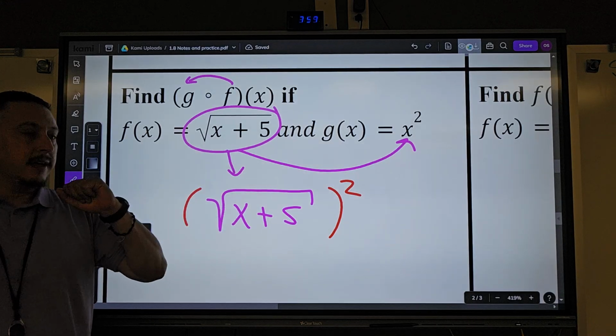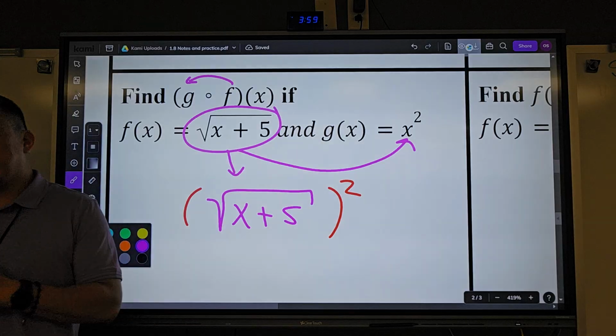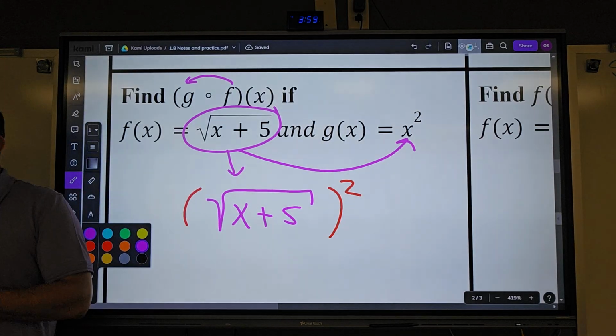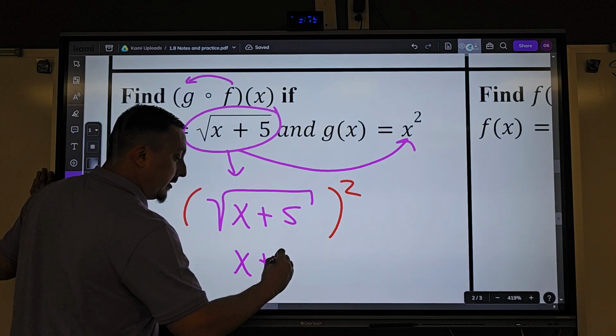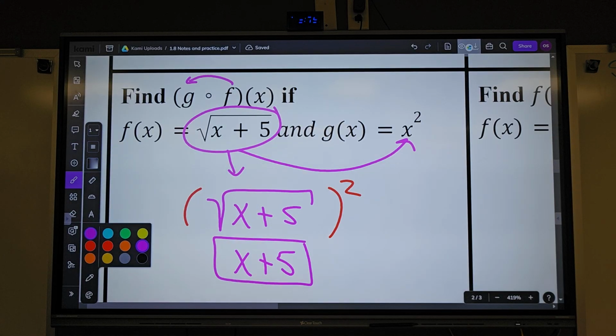Oh, perfect. Now, we haven't talked about this in this class, but you talked about it a lot last year. Do you guys remember what a square does to a square root? It cancels. So your final answer here would be x plus 5. They do cancel each other.